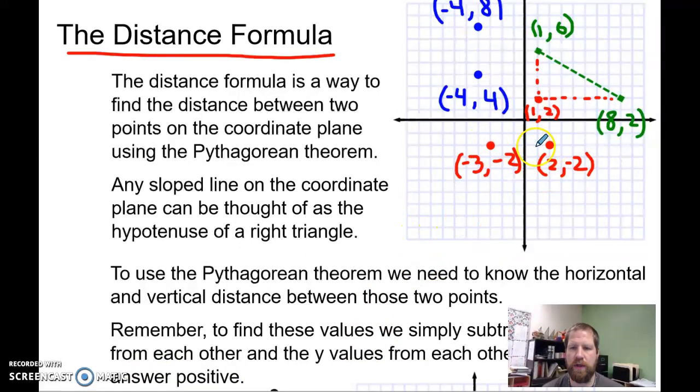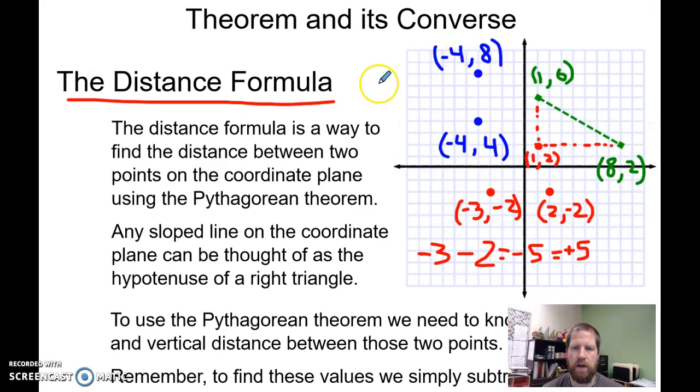Okay? So between these 2 points, my x values are the same, so I'm not worried about those ones. I'm going to take my y values, -3 minus 2. -3 minus 2 is going to be a -5. But because this is a distance, it's going to be a +5. Okay. Same thing here. I have 8 minus 4 because it shares the same x value. 8 minus 4 is 4. And because it's positive, I don't have to mess with it. These two are 4 units apart, and these two are 5 units apart.